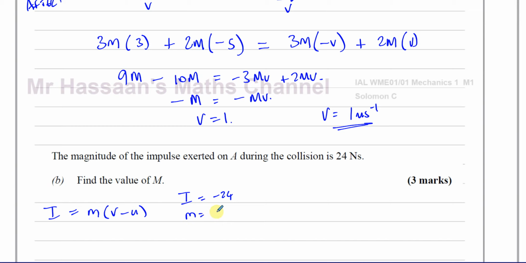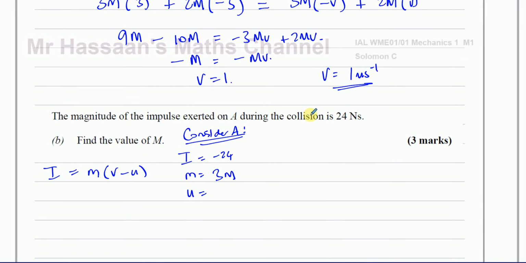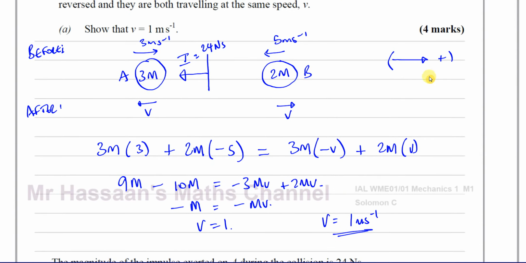Our mass, okay, we're considering A. If we consider A only, our mass is 3m. Our initial velocity, the velocity it was moving at, is 3 meters per second. And our final velocity, in our situation, is negative 1 meter per second because it's going in the opposite direction to what we call positive.